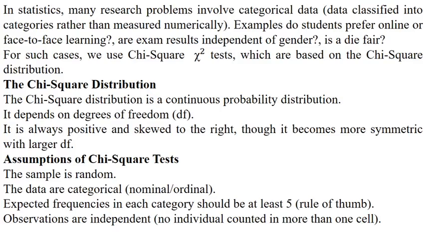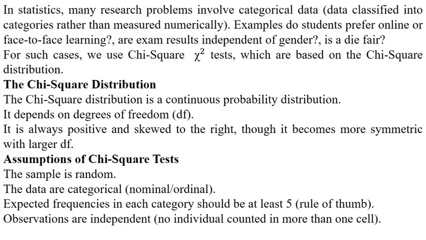Another property is that it depends on degrees of freedom, and it is always positive and skewed to the right, though it becomes more symmetrical. When they say something is symmetrical, like a normal distribution is symmetrical because it has a bell shape, it becomes more symmetrical with larger degrees of freedom. When the degrees of freedom are large, the chi-square becomes more symmetrical.